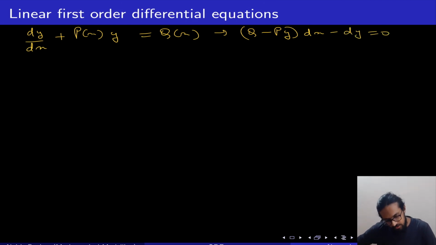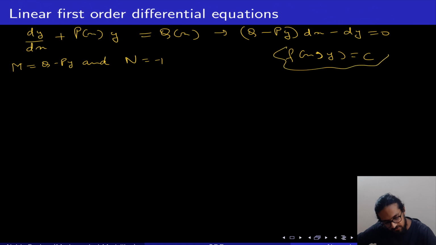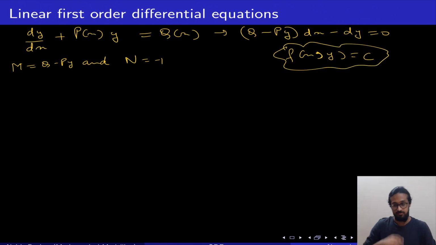So now here you can note that m is equal to q minus py and n is equal to minus 1. You can see that this is not an exact differential equation. But if I were able to convert it to an exact differential equation, then that function f, with f of x comma y equal to c, would give the general solution. So now let's think of it this way. How do I find the integrating factor for this?